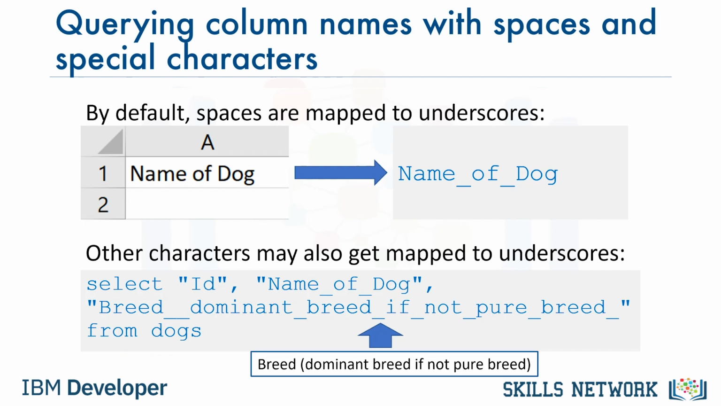Select ID, name of dog, breed, dominant breed if not pure breed, from dogs. Please note the underscores separating the words within double quotes. Also, note the double underscore between breed and dominant as shown. Finally, it's also important to note the trailing underscore after the word breed near the end of the query. This is used in place of the closing bracket.